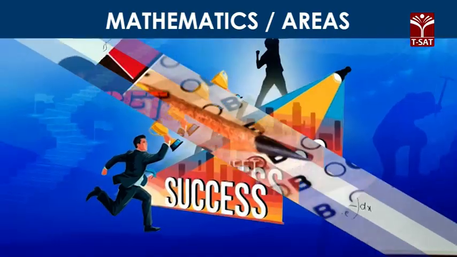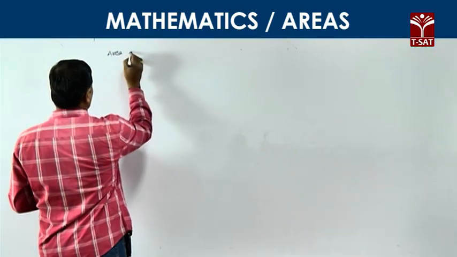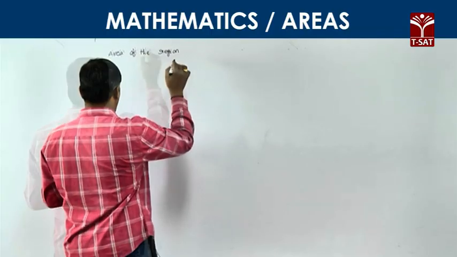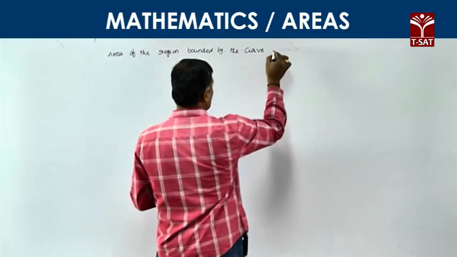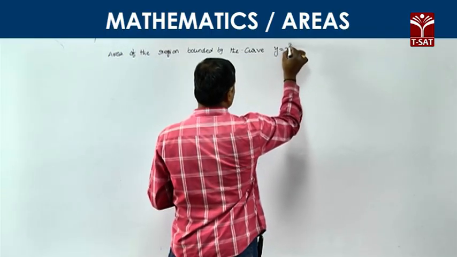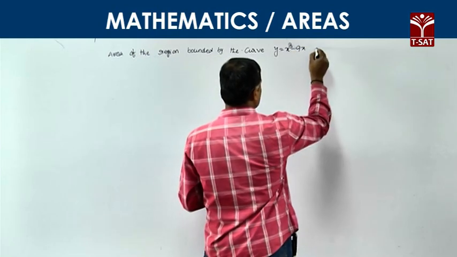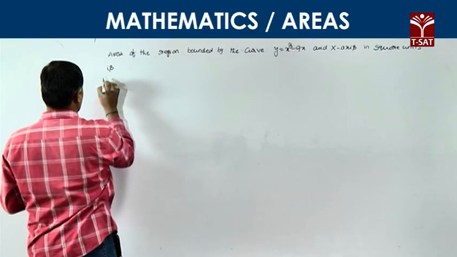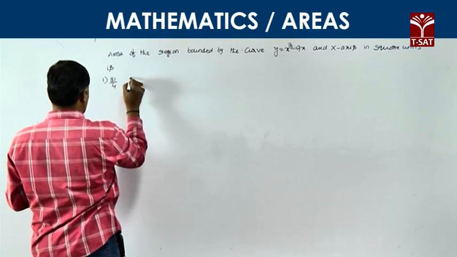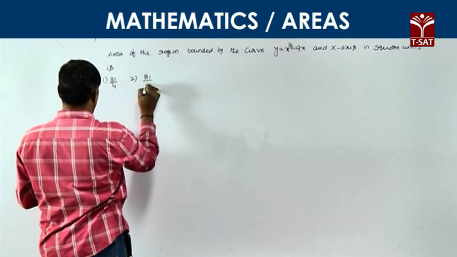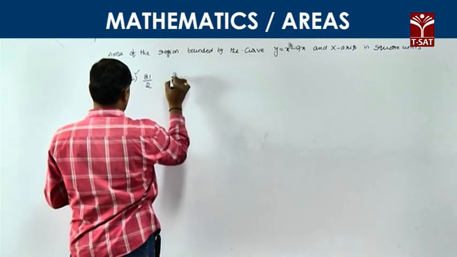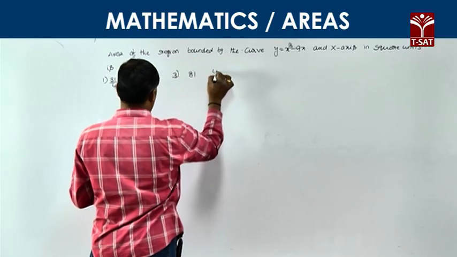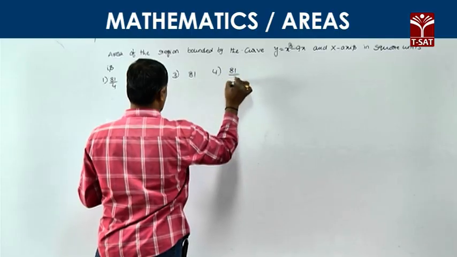Next problem: area of the region bounded by the curve y is equal to x cube minus 9x and the x axis in square units is: first option 81 by 4, second option 81 by 2, third option 81, and fourth option 81 by 3.